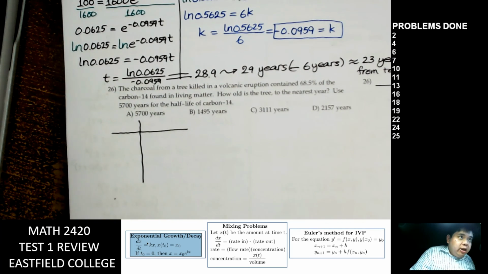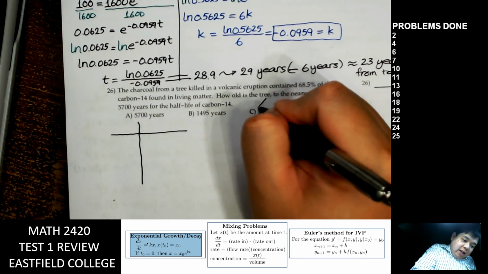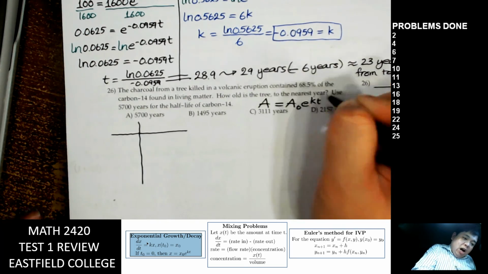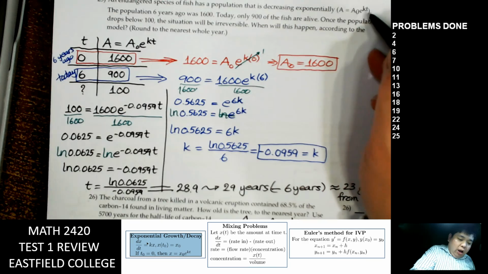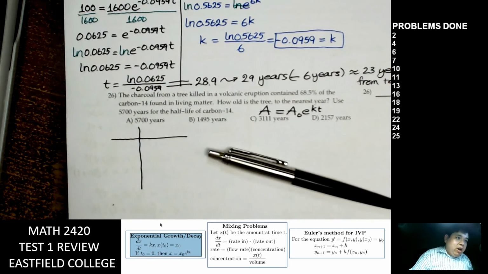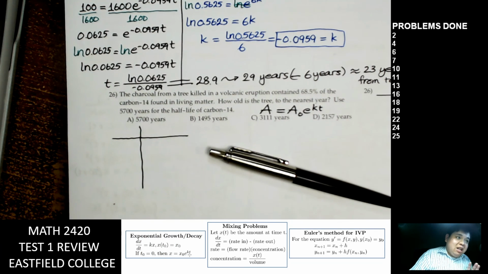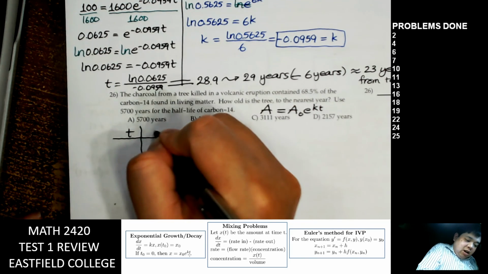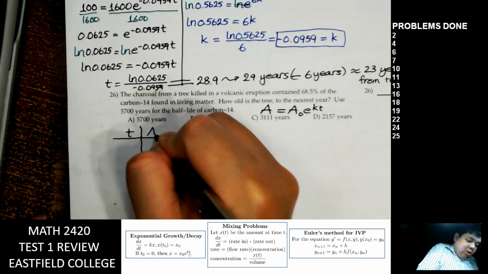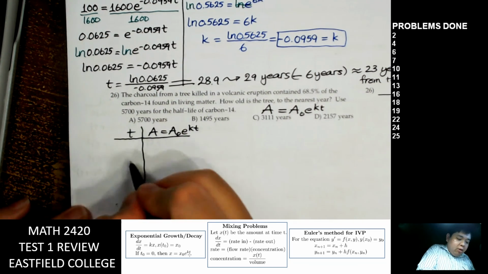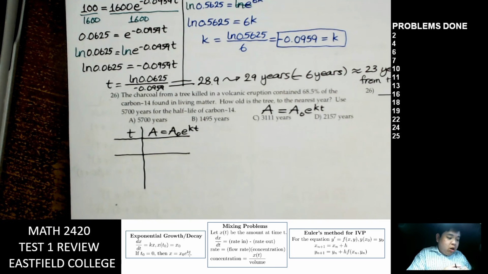So first, we still have A equal to a naught e to the kt. That is the same as exponential growth or decay, still the same function. What we have here is actually x equal to x naught e to the kt. That is exactly what we have here. So we have t and x naught. Let's just say A equal to a naught e to the kt. Just put some information in here.